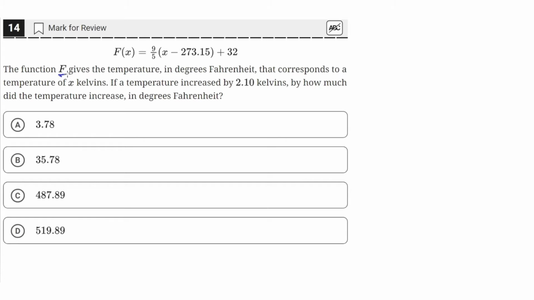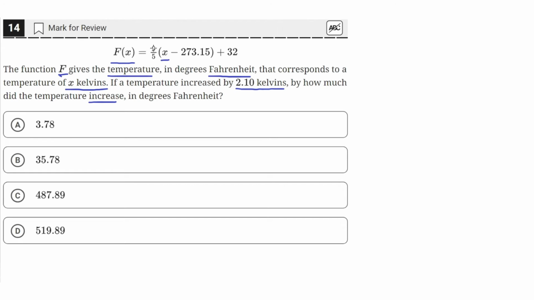The function f gives the temperature in degrees Fahrenheit that corresponds to a temperature of x kelvins. If a temperature increased by 2.1 kelvins, by how much did the temperature increase in degrees Fahrenheit? So we have this function f that gives us the temperature in Fahrenheit as a function of the temperature in Kelvin, x. And the question is asking us, how much would f of x increase if x increased by 2.1 kelvins?